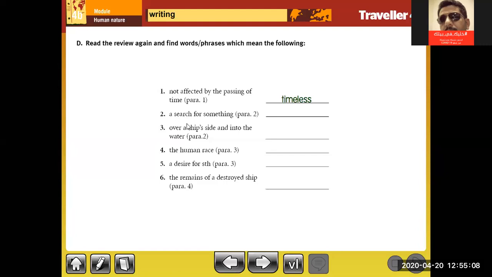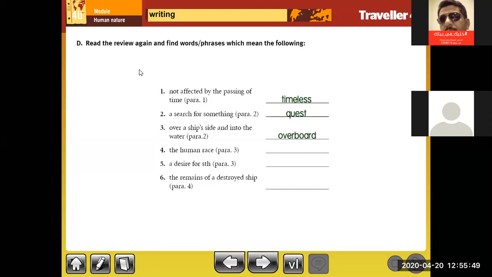2. Search for something in paragraph 2. Also, I mentioned it. I need a word which means search for something. Quest, teacher. Right, Abdurrahman. Well done. It's quest. Quest means search for something. 3. Over a ship's side and into the water in paragraph 2. What is it? Overboard. Excellent, Naif. Great work. Overboard.